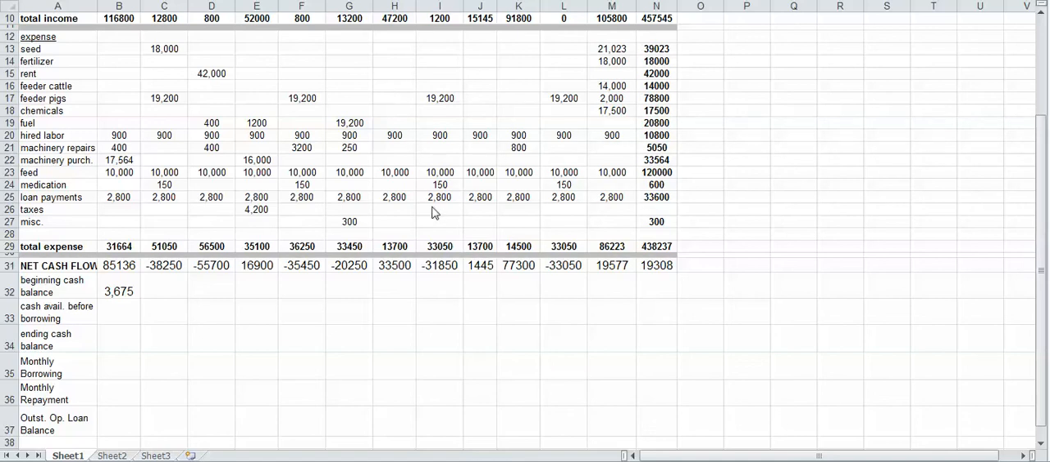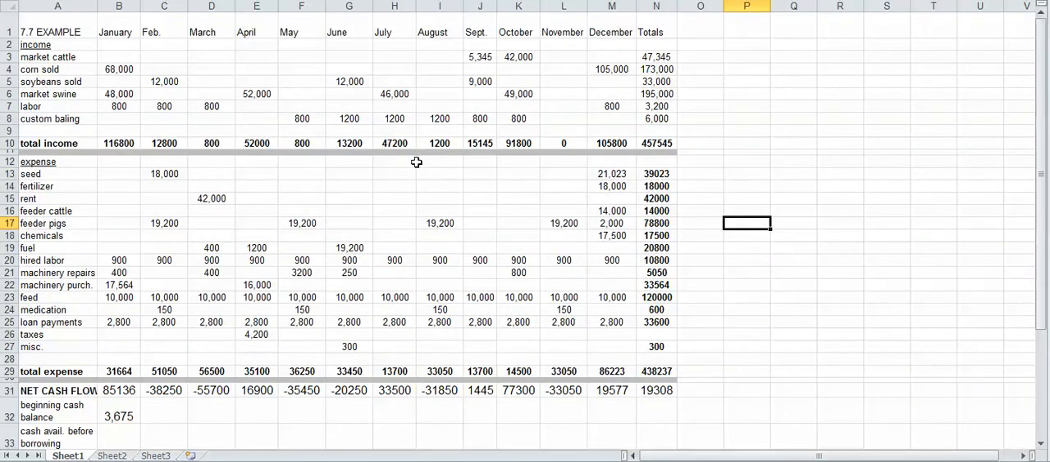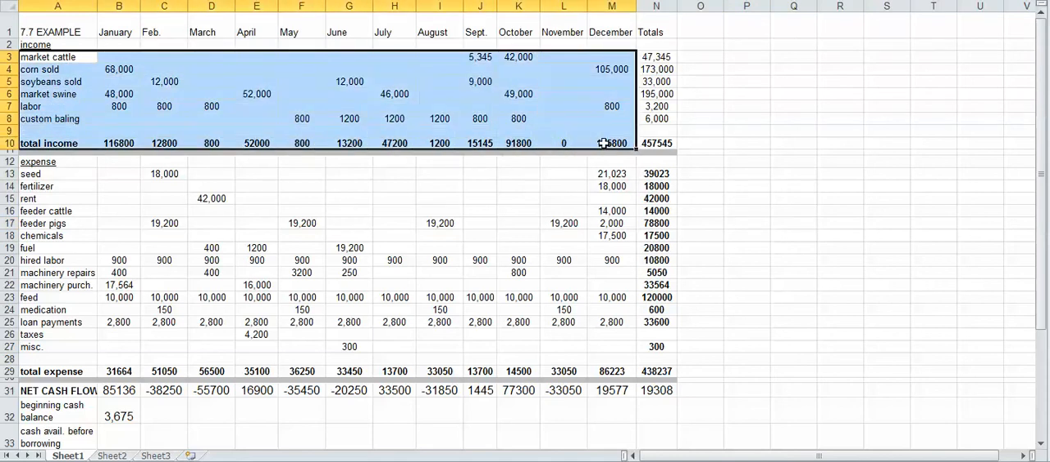Hello, today we're going to go ahead and take a look at the example 7.7 cash flow summary. Hopefully you can follow along as I go through this example. What we're looking at here with the cash flow summary is cash inflows. That's what you see at the top of the page here. Cash inflows for each and every month.